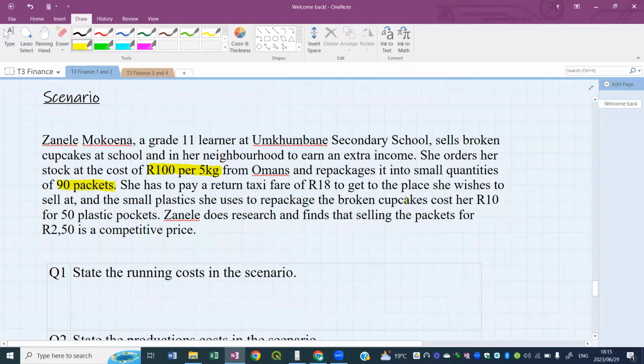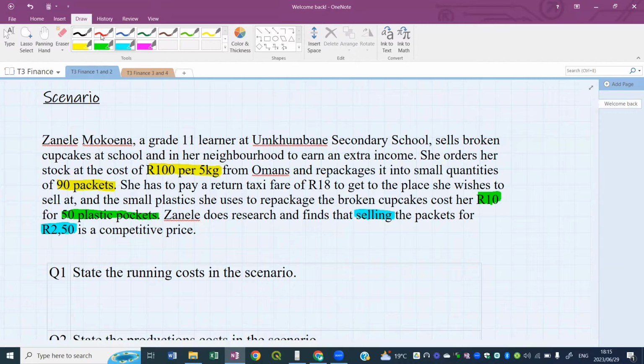And she uses small plastics to repackage the broken cupcakes at a cost of 10 Rand for 50. So she buys plastic packets at a cost of 10 Rand for 50 packets. Zanelli does research and finds that the selling price of 2 Rand 50 is competitive. So now she has decided that she has a selling price already.